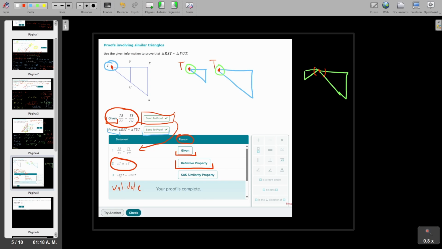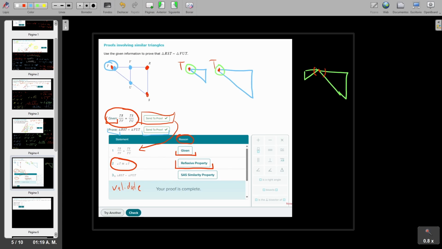Then we can send our triangles to proof. In this case, I say the triangle made by the points R, S, and T is going to be the same as B, U, and T. Okay?